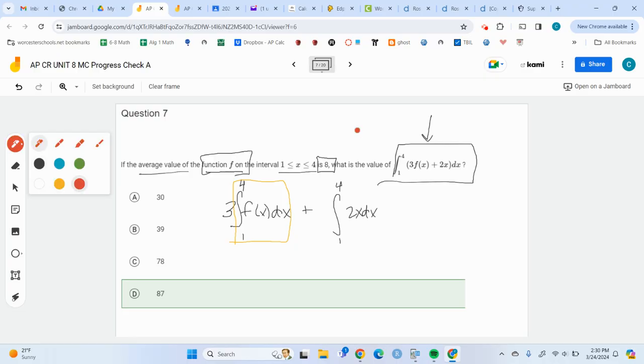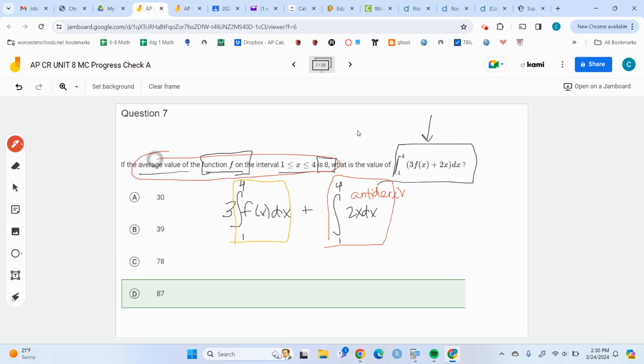They don't give me a function. I can very easily find this just by doing an antiderivative and subtracting the endpoints. So I'm going to get to that in a minute. But let's see, what can I figure out from this information here? I know that the average value of f, so 1 over 4 minus 1 from 1 to 4 of f of x, I know that this average value is 8.